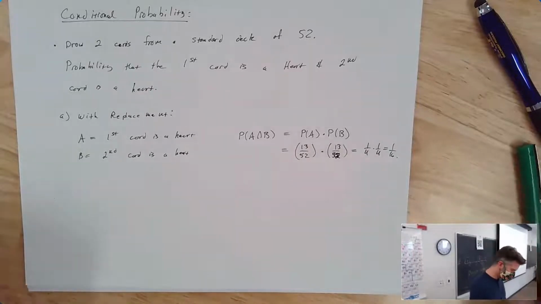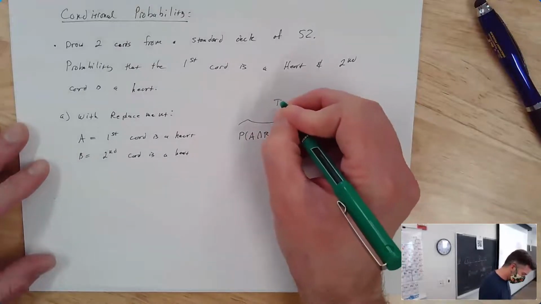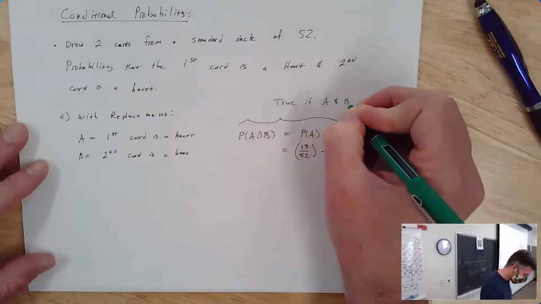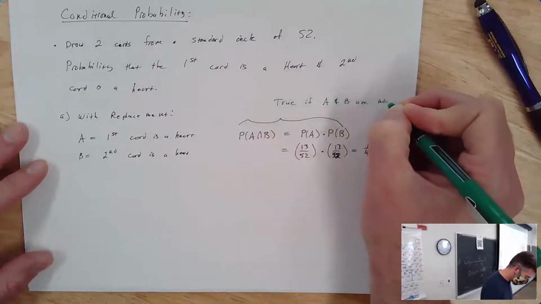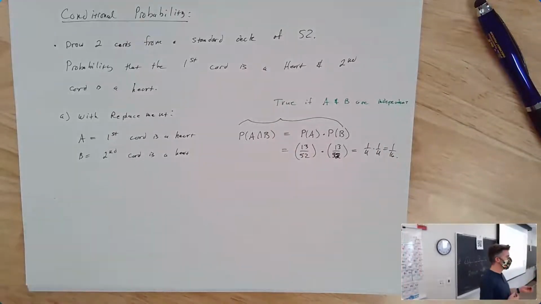And I should just point out that this is true if the events are independent. There's a more formal definition, but the very general definition of independence is just if you know one thing happens and it doesn't affect the probability of the second thing happening, then the events are independent.